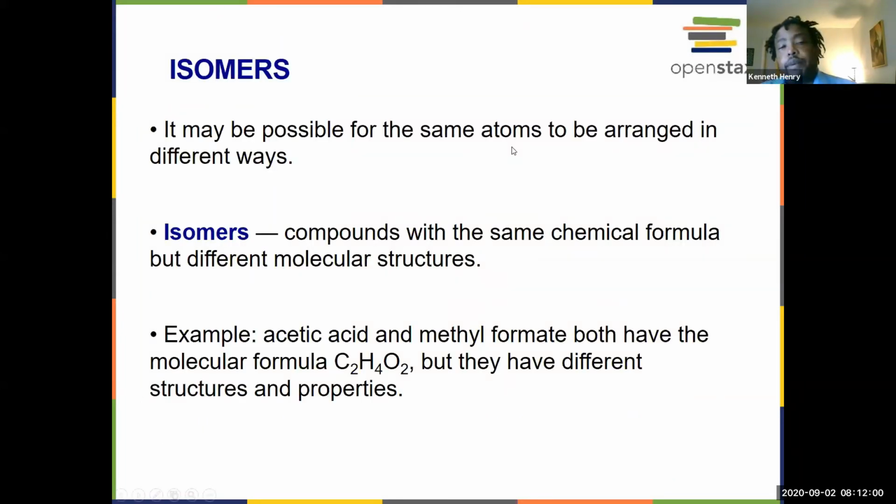So, but before we talk more about empirical formulas, let's talk about isomers. Okay, so an isomer is a compound, or they're compounds, that have the same chemical formula, but they have different molecular structures.